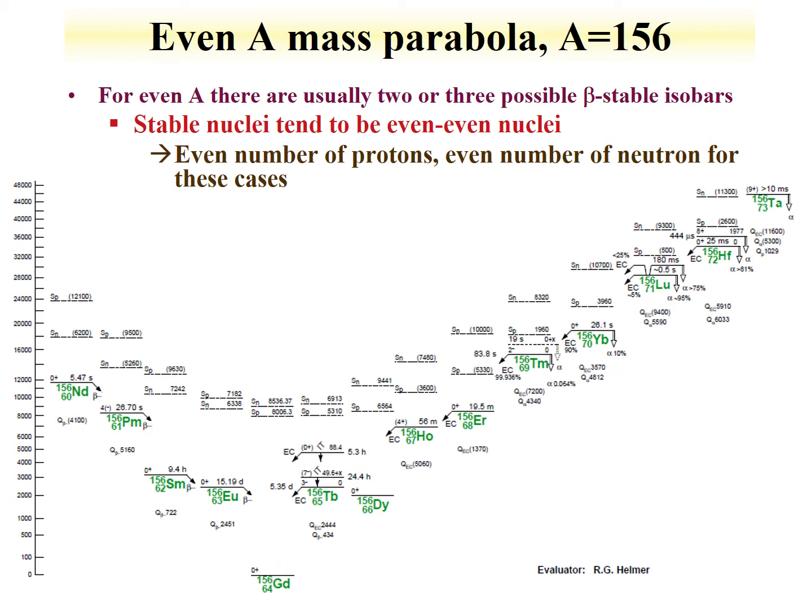So for an A of 156, we'd expect to see two stable isotopes, the dysprosium and the gadolinium. And the other thing you should note with this, for a mass parabola with two stable isotopes, you will not see the two stable isotopes right next to each other in N. So you wouldn't have stable terbium and stable gadolinium. They'd both have to be at the exact same energy level. The stable isotopes are usually off by 1 N.